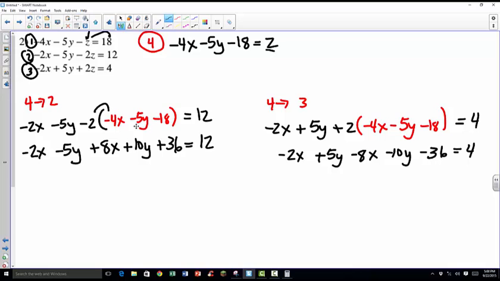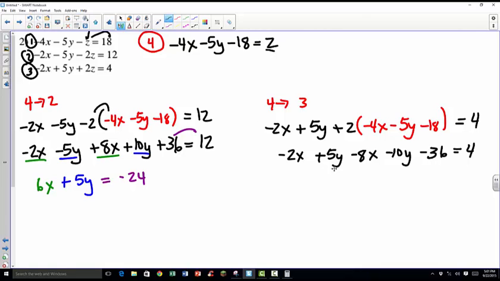Alright, after simply distributing, let's see what we can clean up and put like terms together. I have a negative 2x and a positive 8x, so let's make that 6x. I have a negative 5y and a positive 10y, so that gives me a positive 5y. And let's move our number over, so I'm going to subtract 36, and that equals negative 24.